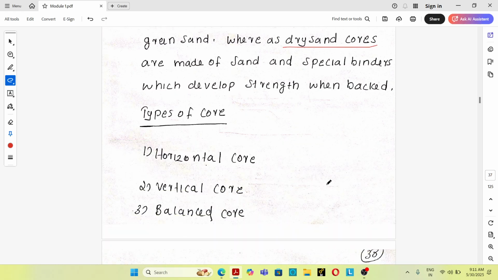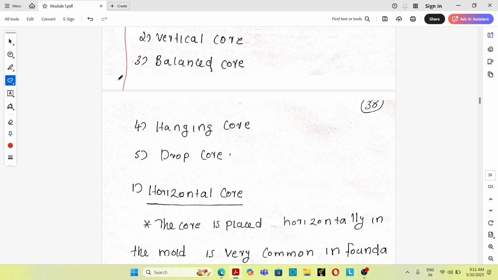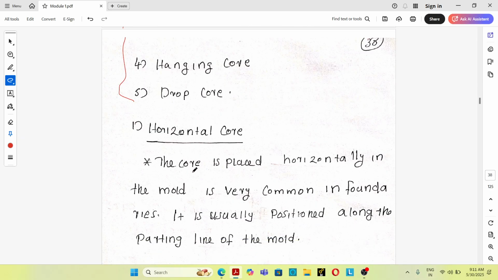Then there are five types of mold core. First one, horizontal core; second, vertical core; third, balanced core; fourth, hanging core; and fifth, drop core. So these are the classification of mold cores. First one, horizontal core.